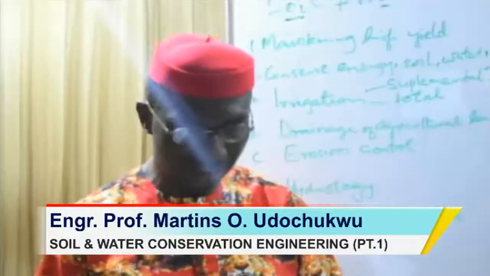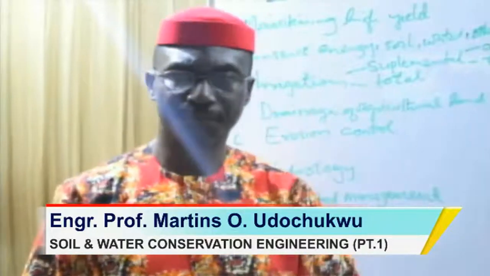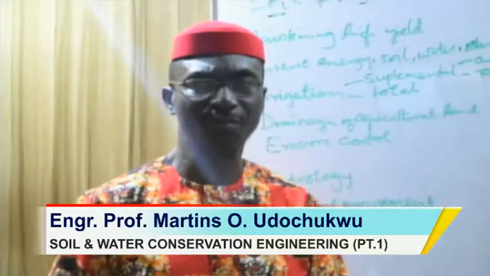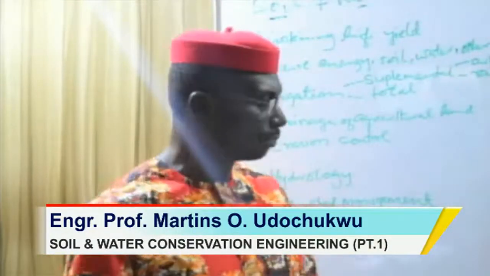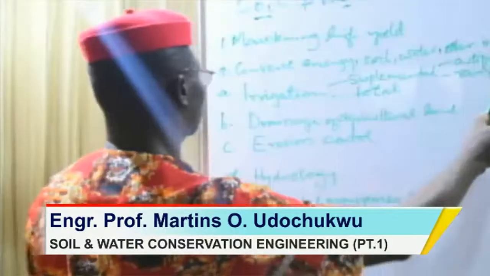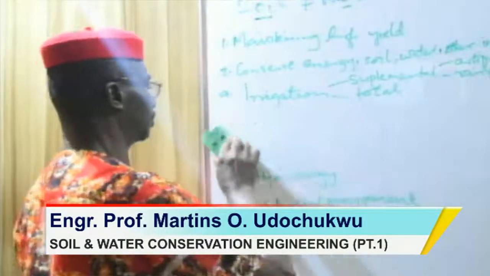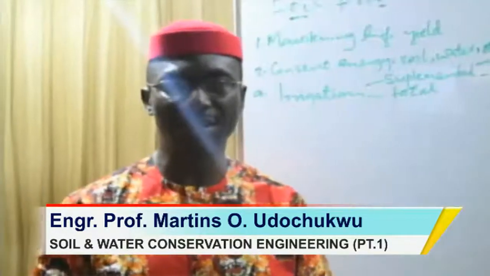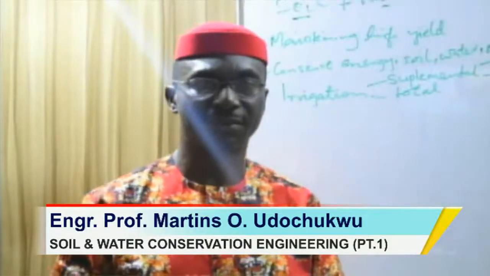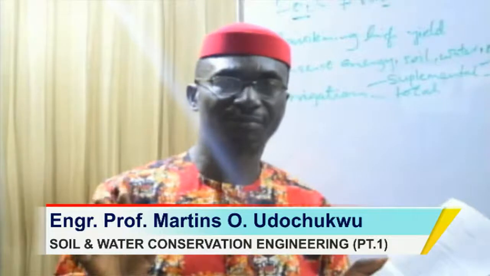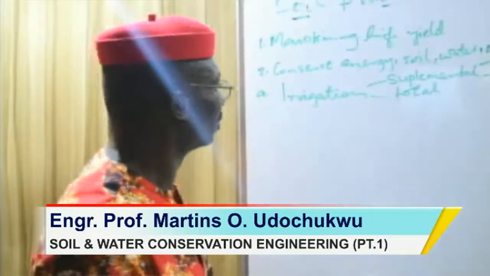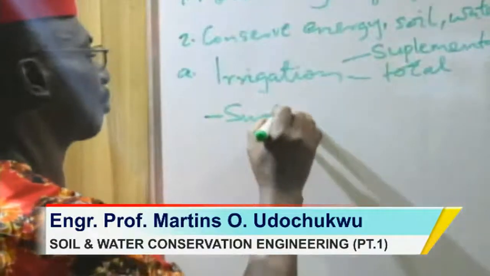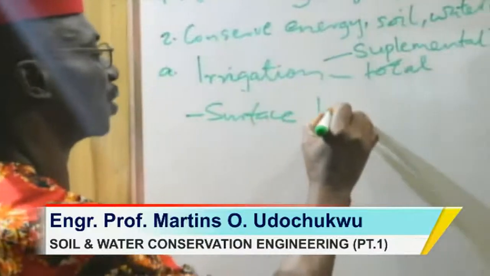Now, in this irrigation we are talking about, we have some methods of water application. Basically, we have about 4 methods of applying this irrigation water, especially when it is total. We have the first, called surface irrigation method.